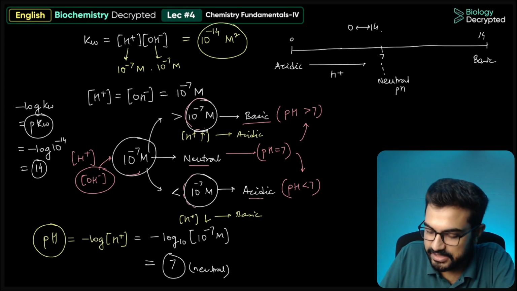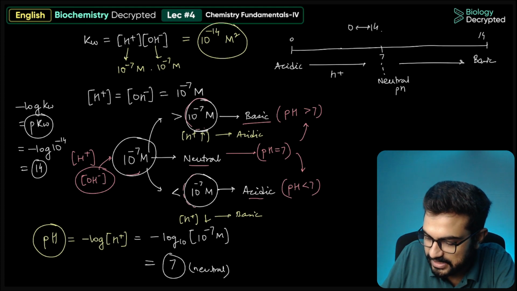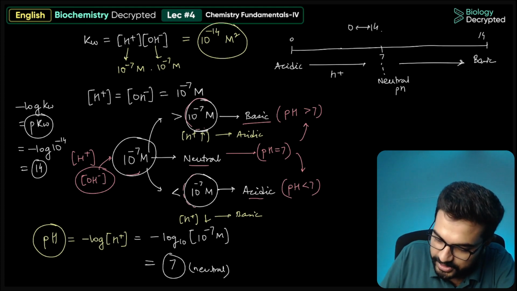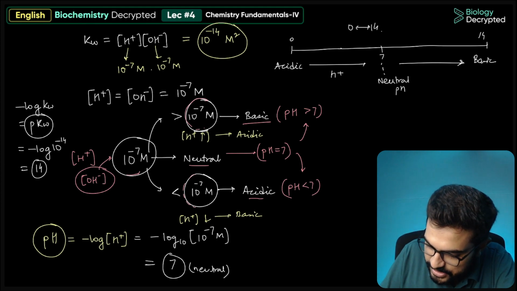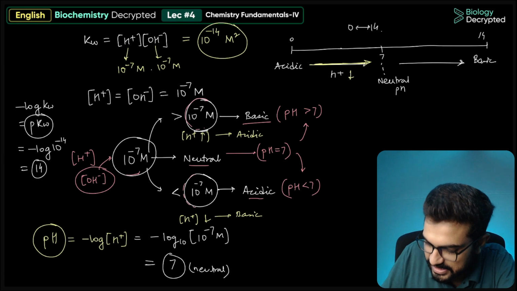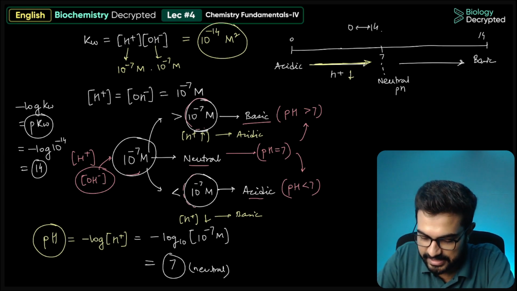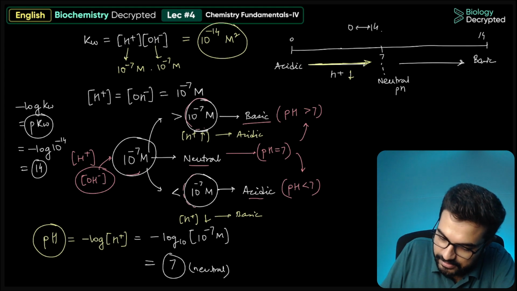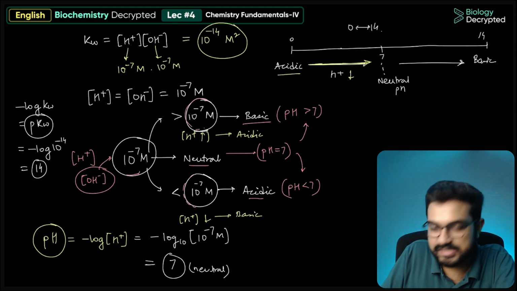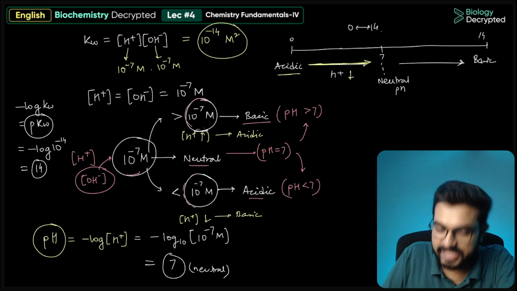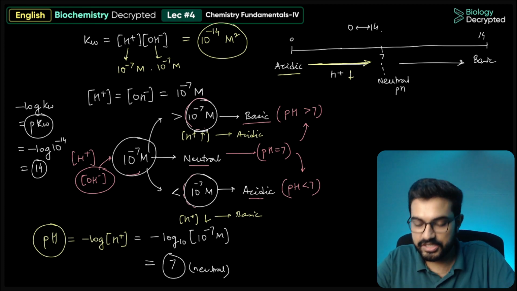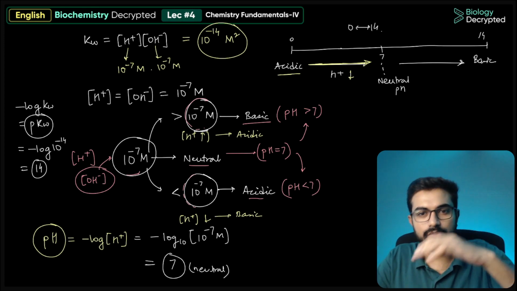H plus ion concentration is increasing, and now there is one important thing here. H plus ion concentration is decreasing as we are moving from here to here. What we see is there are many H plus ions in case of acidic. Acidic will have more H plus ion concentration, and it is gradually going down, going down, going down.